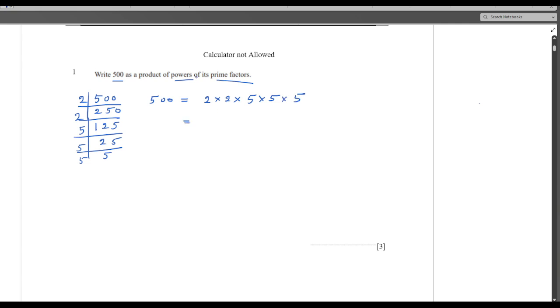But if you see the problem here, they said product of powers. So if you keep your answer in this way, it is not correct. You have to write this in the form of powers, like 2 power 2 times 5 power 3. So your final answer will be 2 power 2 times 5 power 3.